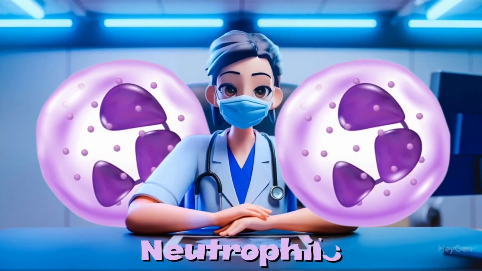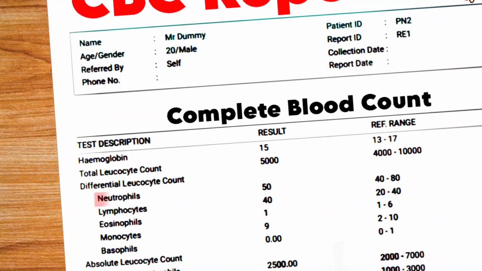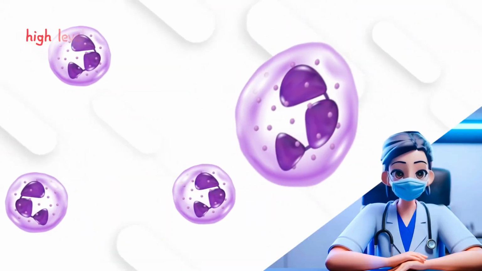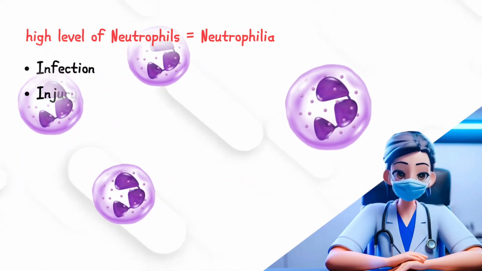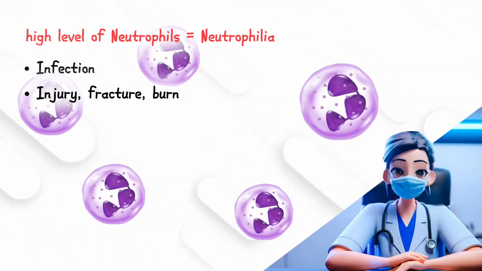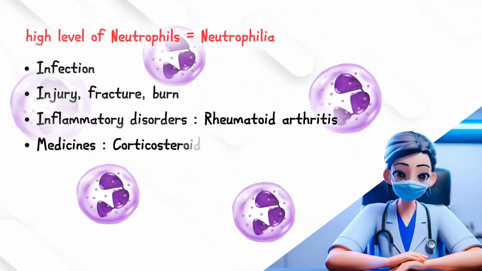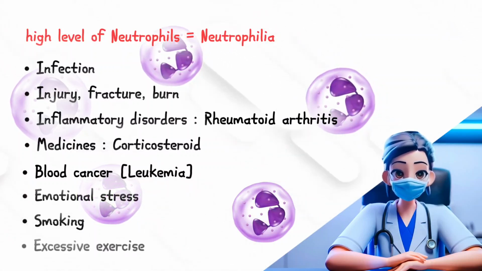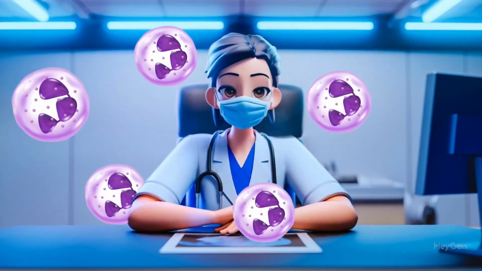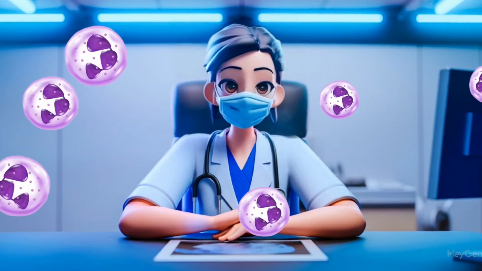The first one is neutrophils. The purpose of neutrophils is to fight against bacterial infections. The normal range of neutrophils in total WBC is between 40 to 80%. High level of neutrophils in the blood is called neutrophilia. It may indicate infection, injury in any part of the body due to bone fracture or burns, inflammatory disorders such as rheumatoid arthritis, medicines such as corticosteroid, blood cancer called leukemia, emotional stress, smoking, and sometimes excessive exercise. These conditions show high levels of neutrophils in the CBC report, which eventually increase the WBC in blood.